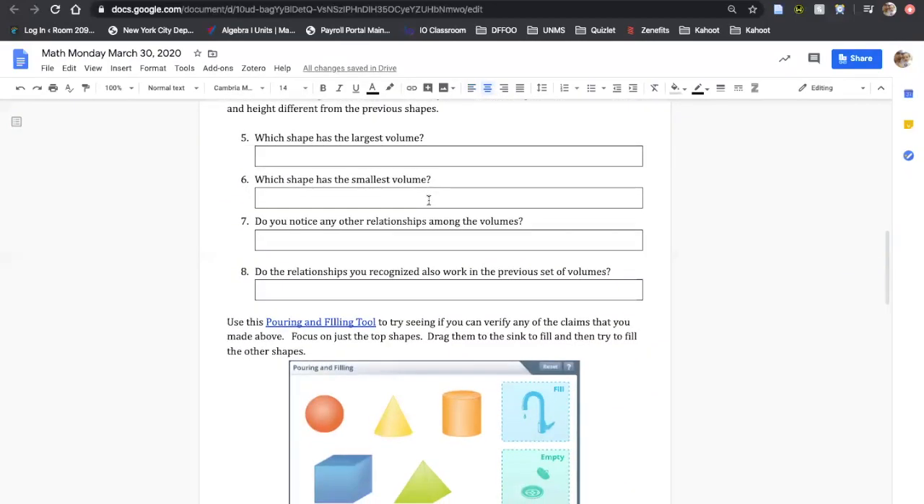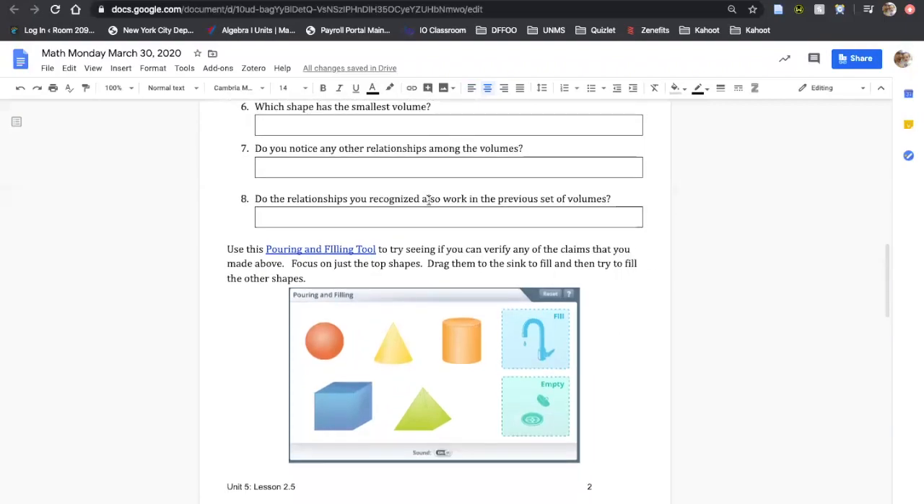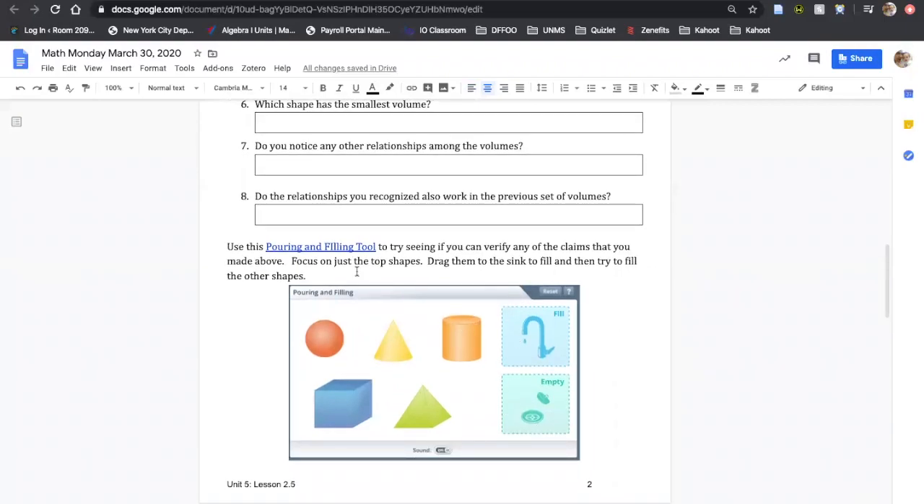After you've done that, I want you to try to verify what you just did. So this here, this is a little tool that you can use.